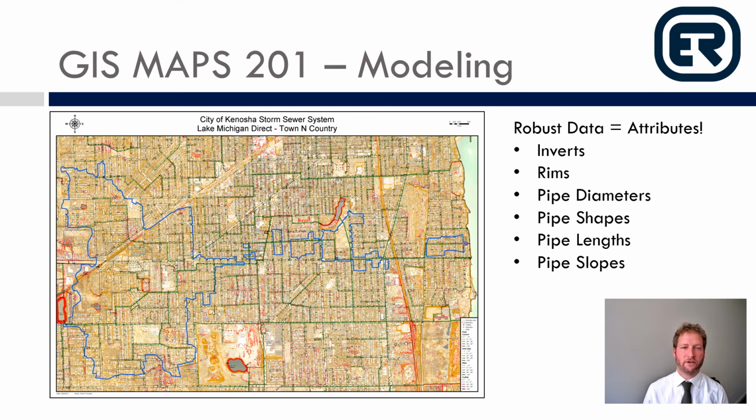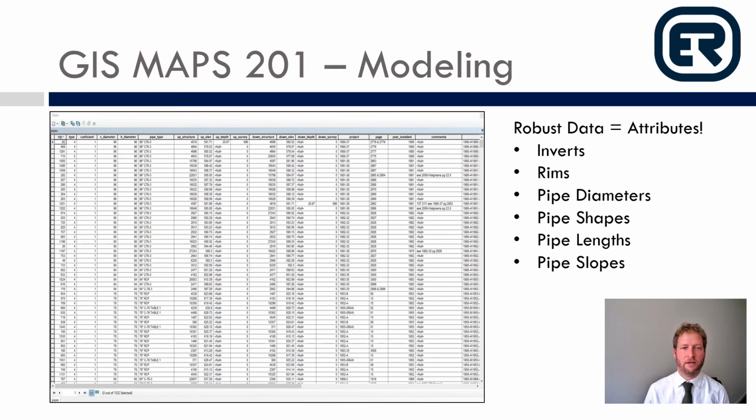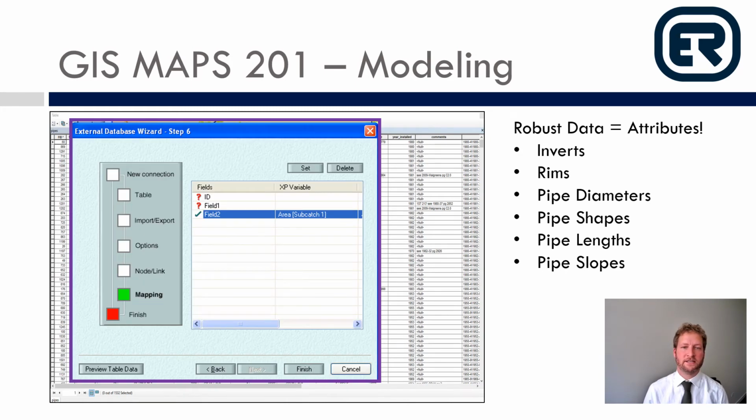Here's an example of a community with a very robust GIS database for their storm surge system that was a pleasure to work with. They had put a lot of effort into collecting storm surge information, which included attributes useful for modeling. Attributes are easily assignable to variables in the model, and in this case, the model was completely built with a single click of the import button.